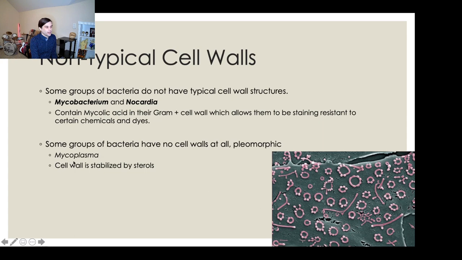Mycoplasma causes walking pneumonia. And you can see down here, this is all the same organism. They just don't have a set shape. Some of them are round, some of them are kind of long and stringy, some of them are circular, coccus shaped, some of them are just kind of weird. They don't have a set shape because they have no cell walls that are hard and rigid. They can flex and shape and move around and ooze kind of like an amoeba.